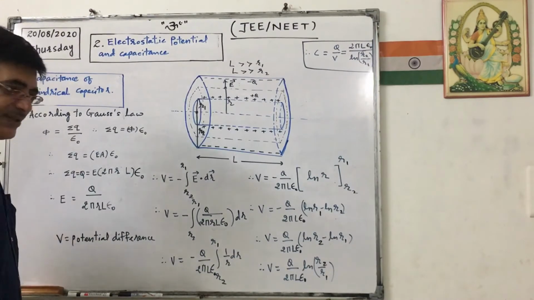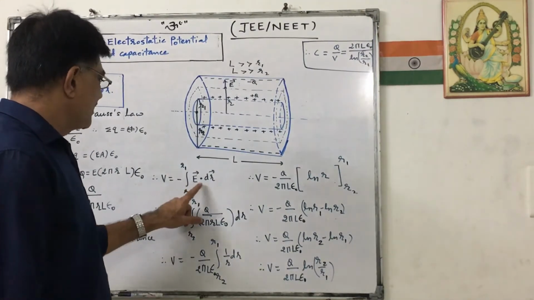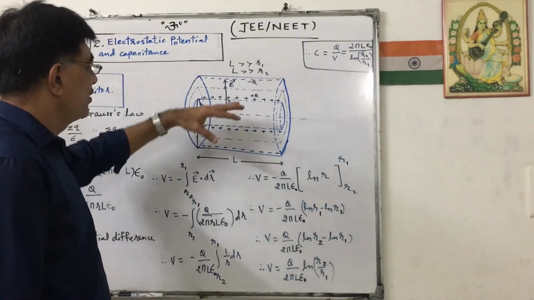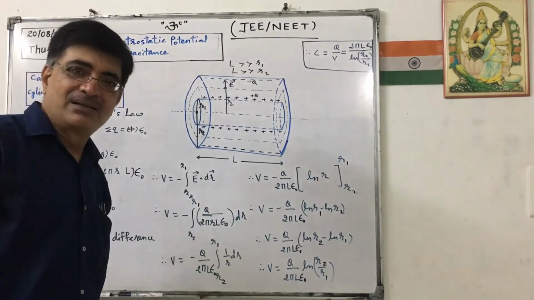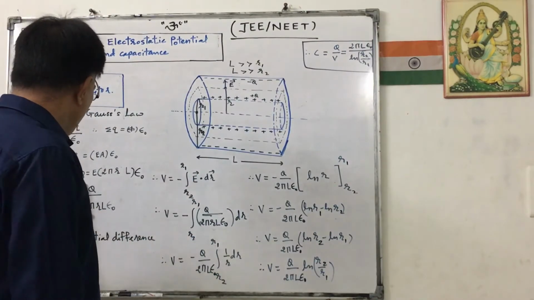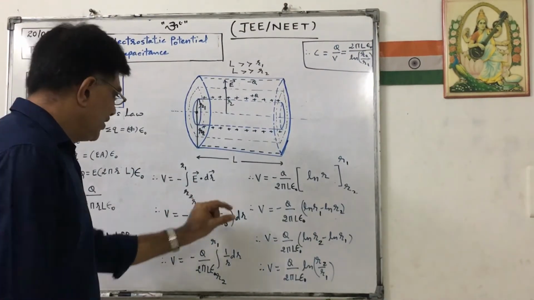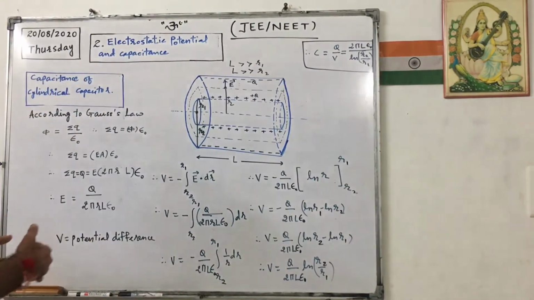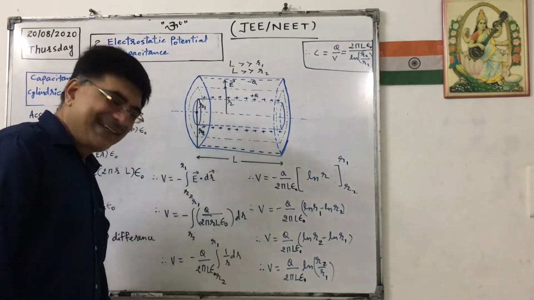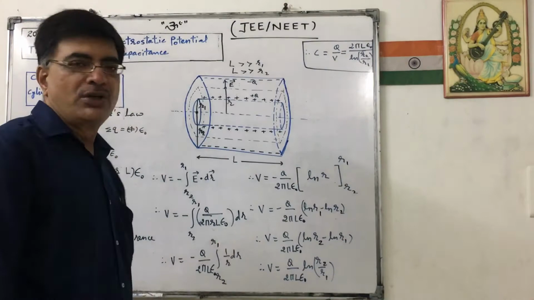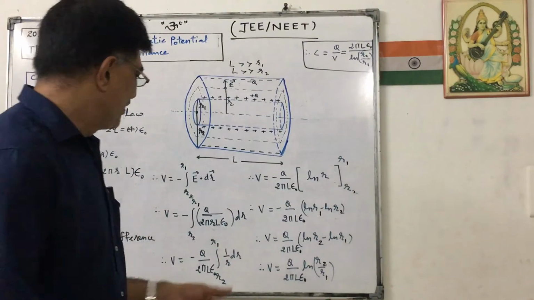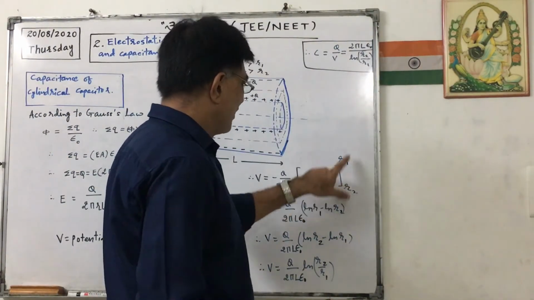V is the potential difference. We know that V equals minus integral of E dot dr from R2 to R1. I have considered R2 to R1 because the potential of the smaller is more than the bigger one. So minus integral from R2 to R1, E is Q upon 2 pi RL epsilon naught into dr. Taking Q upon 2 pi L epsilon naught as common, it will be 1 upon R dr. But we know that integration of 1 upon R is log R to the base e, symbolically shown as ln R, from R2 to R1.